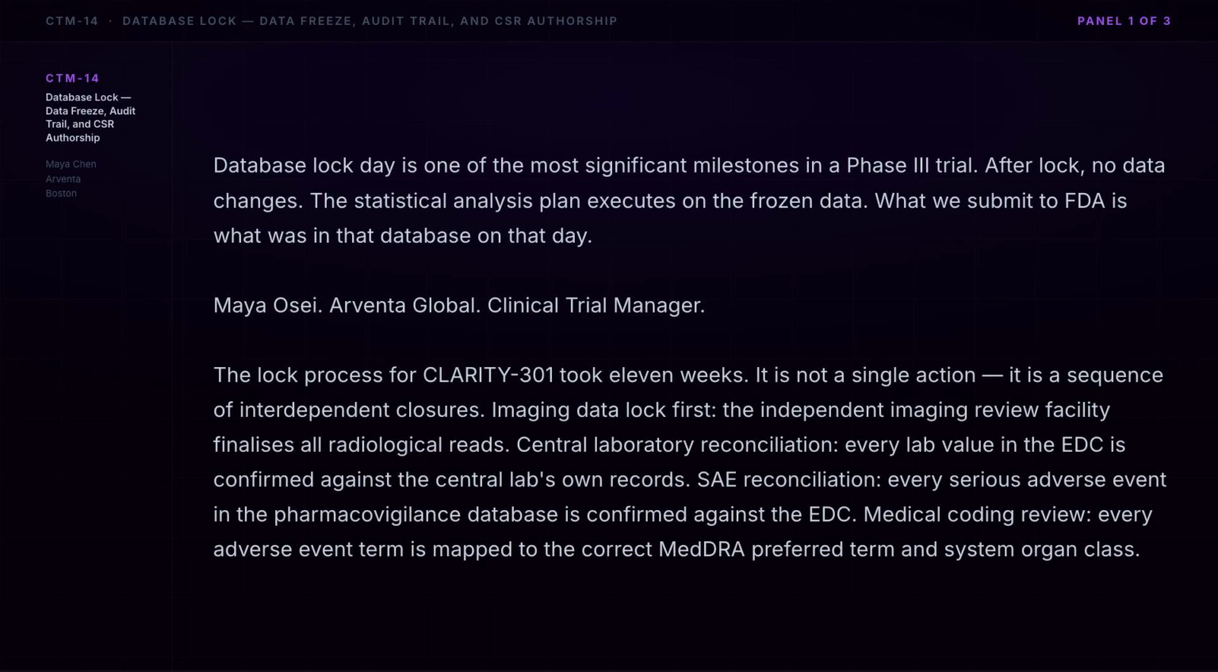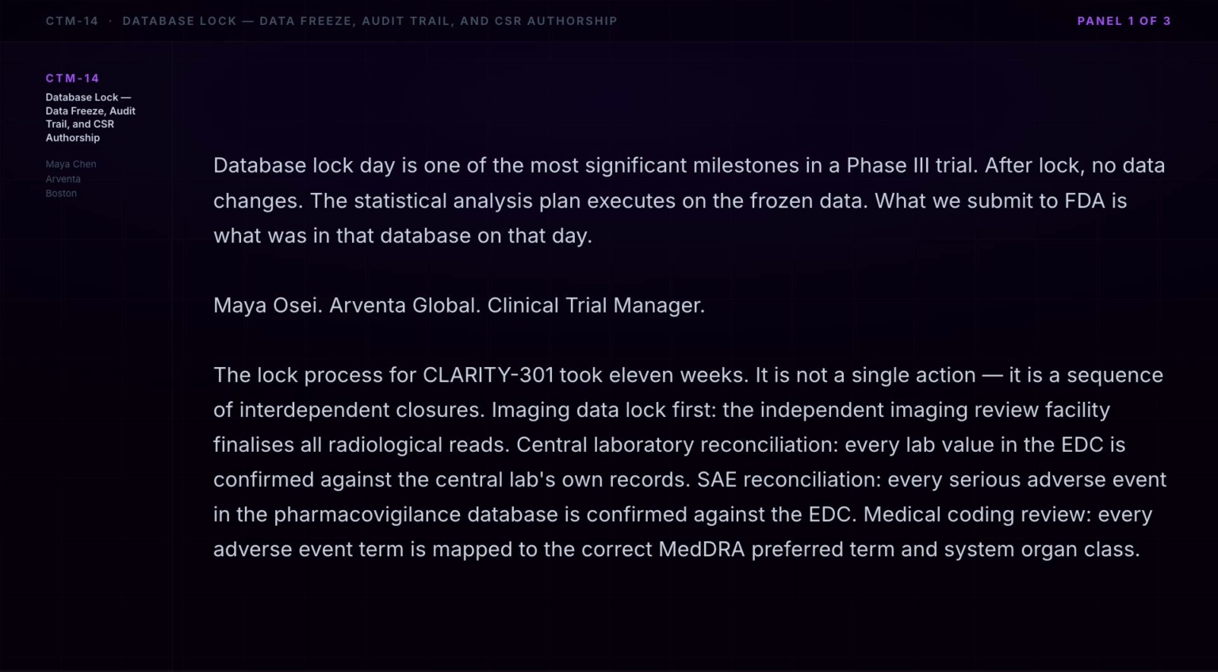Database lock day is one of the most significant milestones in a Phase 3 trial. After lock, no data changes. The statistical analysis plan executes on the frozen data. What we submit to FDA is what was in that database on that day. Meyer Osei, Arventa Global, Clinical Trial Manager.